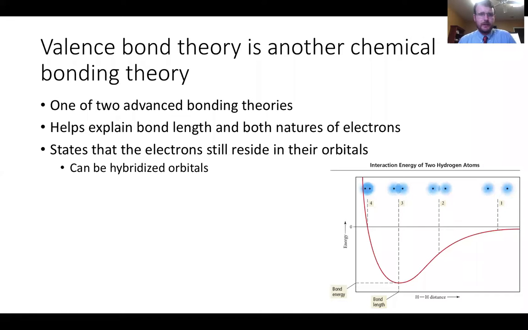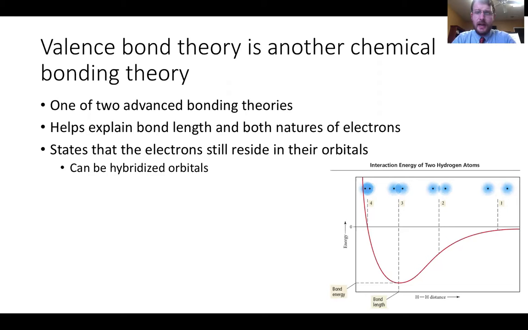Welcome back to the last lecture in Chapter 11, and probably the last lecture of General Chemistry 1 for this Summer 1 semester. We're going to continue our discussion on bonding theories, the way elements bond together. What we're going to look at is what's known as the valence bond theory, one of the two advanced bonding theories that we're going to look at. It helps explain bond length and the dual wave and particle nature of electrons.